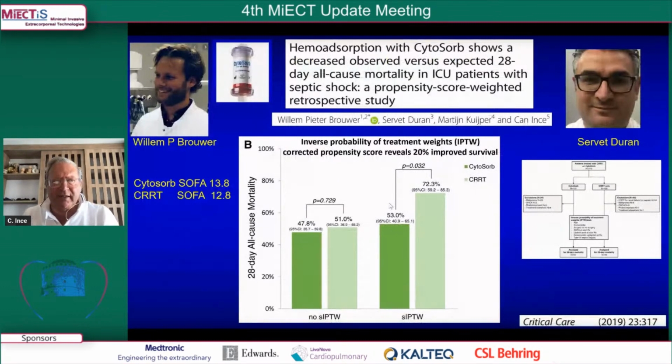So we did a retrospective study using a propensity score weighted analysis, in which we used the inverse probability of treatment weights to actually demonstrate a 20% survival improvement in patients with much higher SOFA scores compared to ones without the CytoSorb in these sick patients. And what was impressive about this is the very, very high SOFA scores that these patients have. I mean, 75% of these patients usually die.